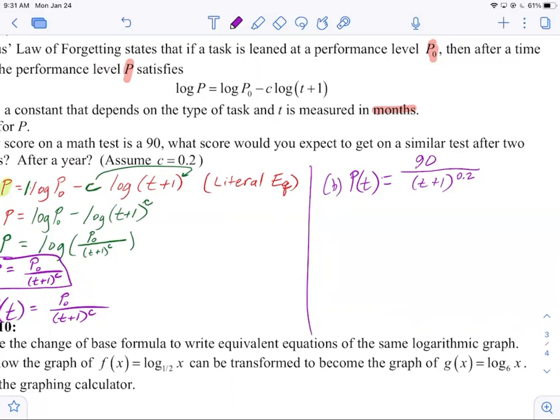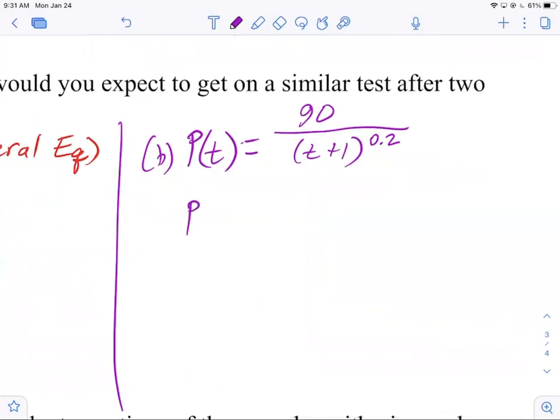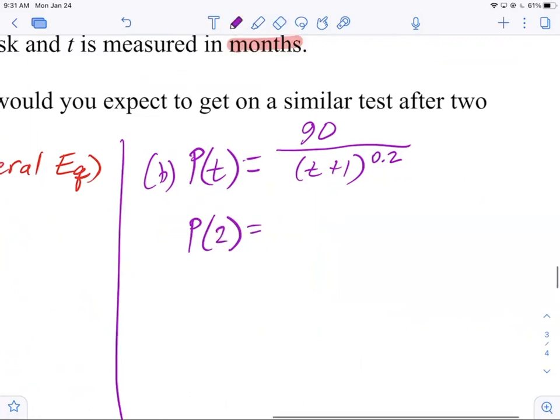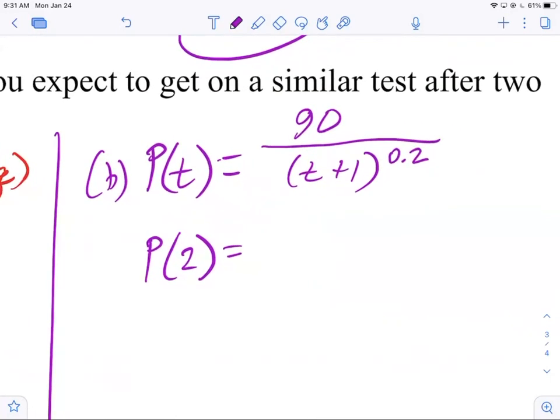So let's say on tomorrow's test, the C value is 0.2, and that's a value that's calculated empirically from data, but you made a 90. So now I want to know what we get after 2 months. So that would be like maybe on your final exam, right? You make a 90 on tomorrow's test, and then as part of your final exam, I give you the same test 2 months later. Oh, P of 2. No, it's set up here in months, right? Months. Okay. So P of 2, 2 months. Now, what would you expect to get?